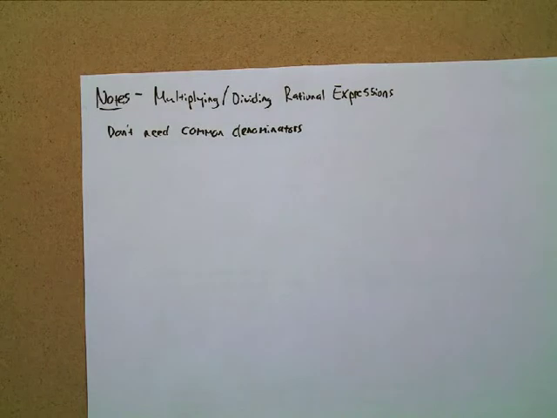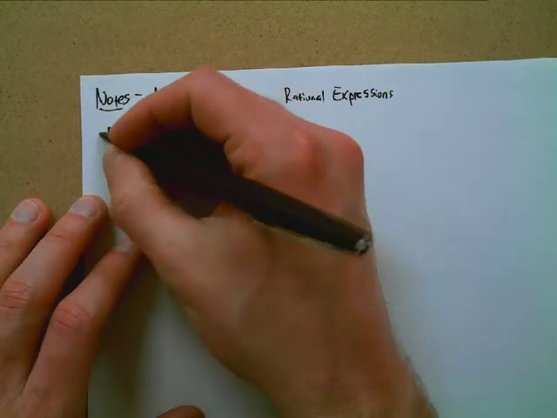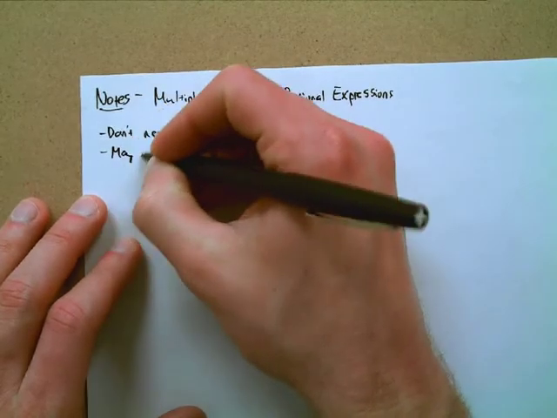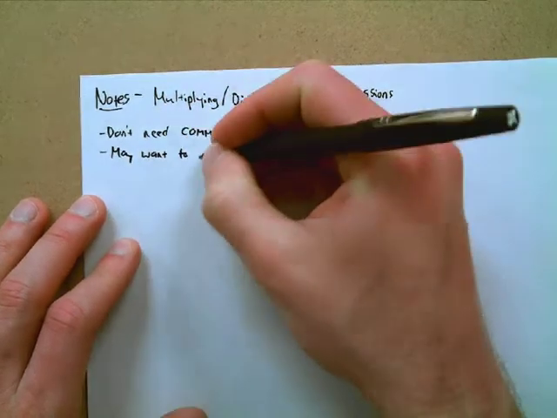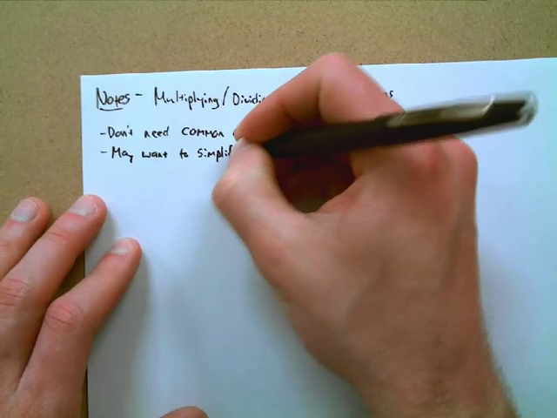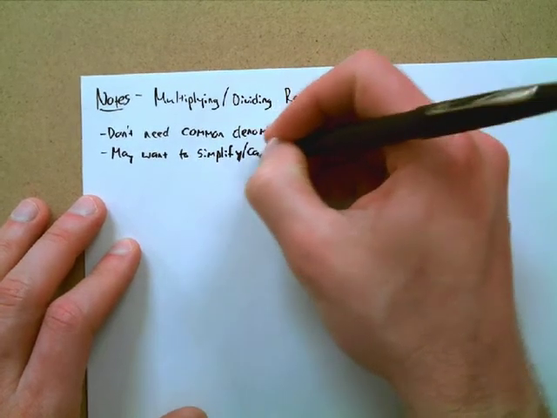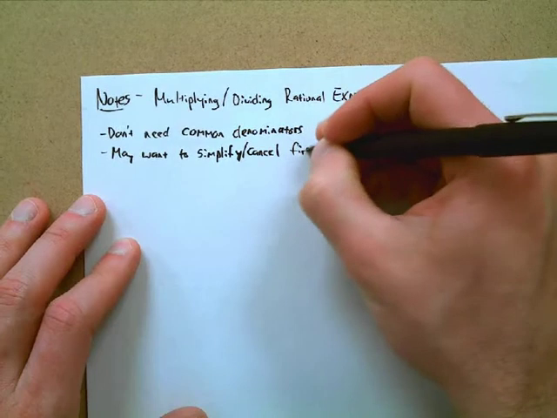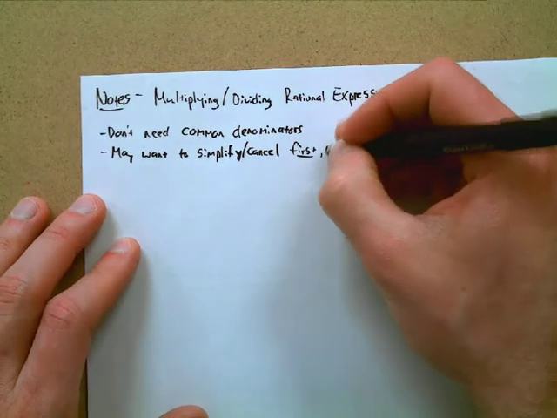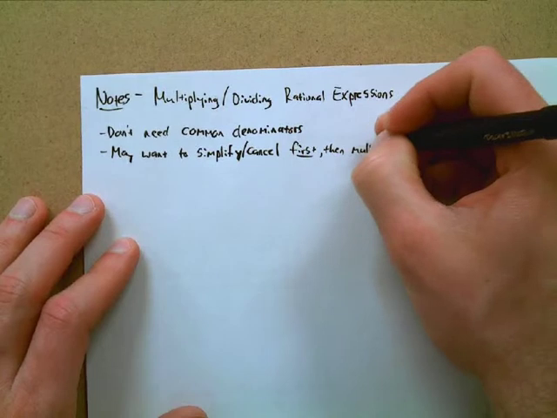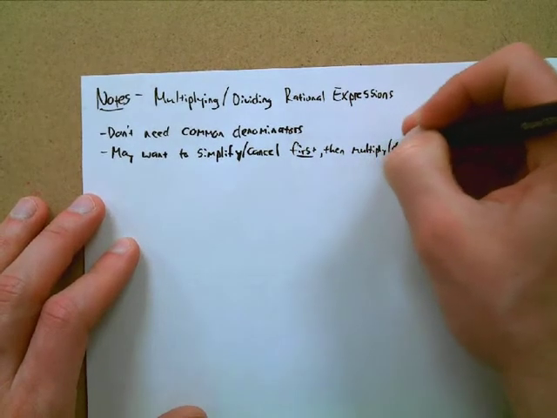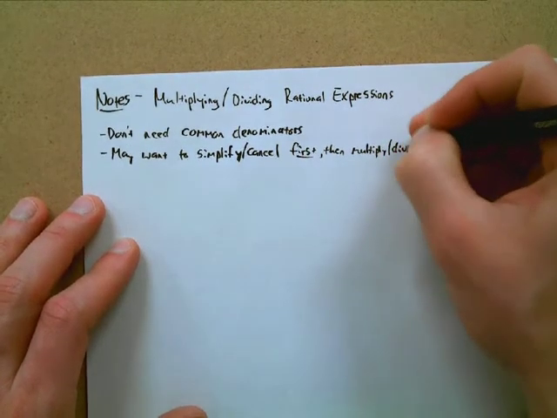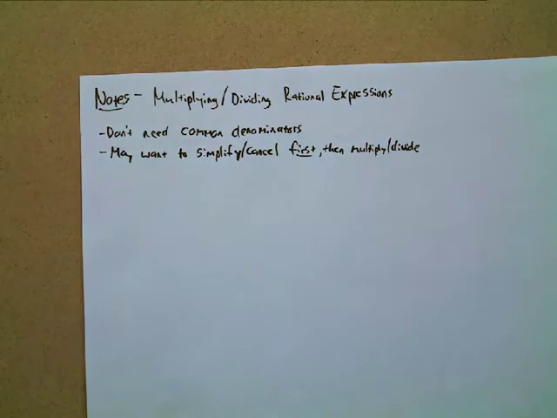Also, you may want to simplify or cancel first, then multiply or divide. So you may want to simplify or cancel out stuff first, then multiply or divide. Could be a good idea.